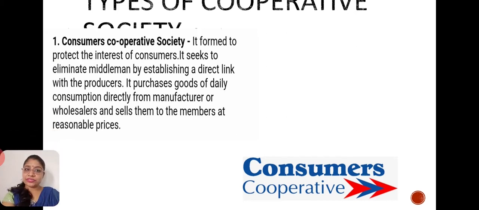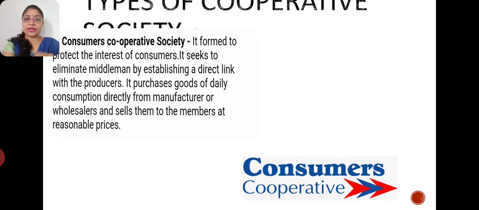When we talk about the consumers cooperative society, it has been formed because consumers want to come together and form a cooperative society to protect their interest. What is their interest? They want to eliminate the middleman in the channel of distribution. You already know what the channel of distribution is: from producer to the wholesaler, from wholesaler to the retailer, and from retailer to the consumer. So this is the channel of distribution, and there are the middlemen.